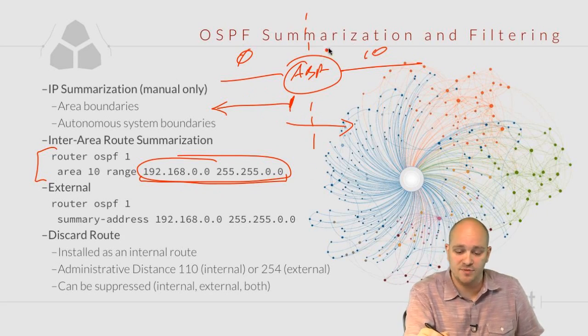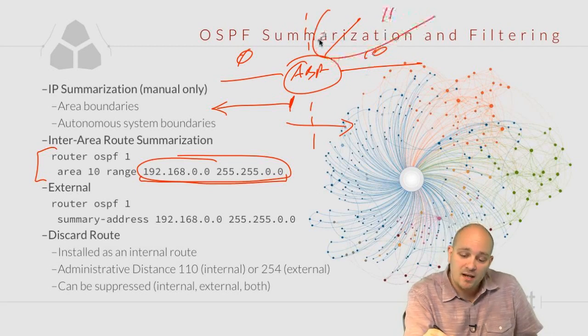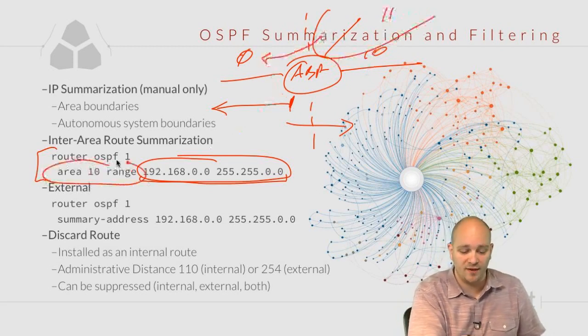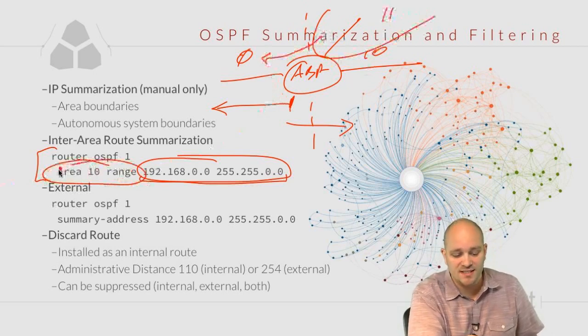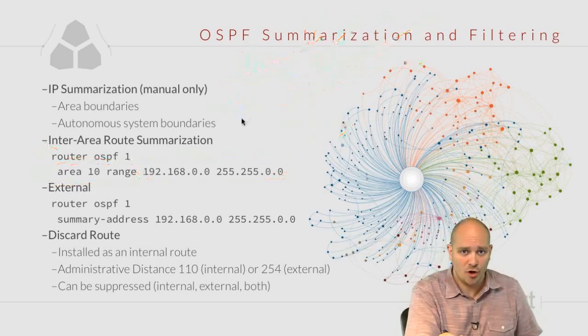Keep in mind that this does not affect networks that might be advertised from area 0 into area 10, or let's say from some other area. Let's say that this here is area 11. Networks arriving from area 11 into area 0 will not be affected by this summarization. This is summarizing only the networks as they are arriving from area 10 and then going into area 0.